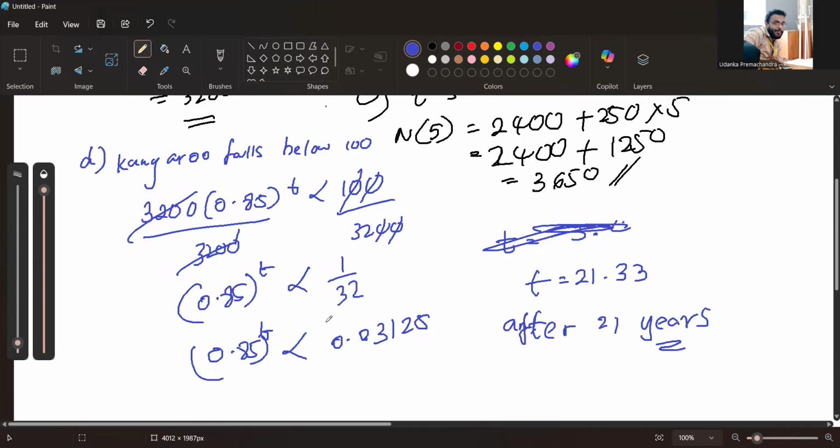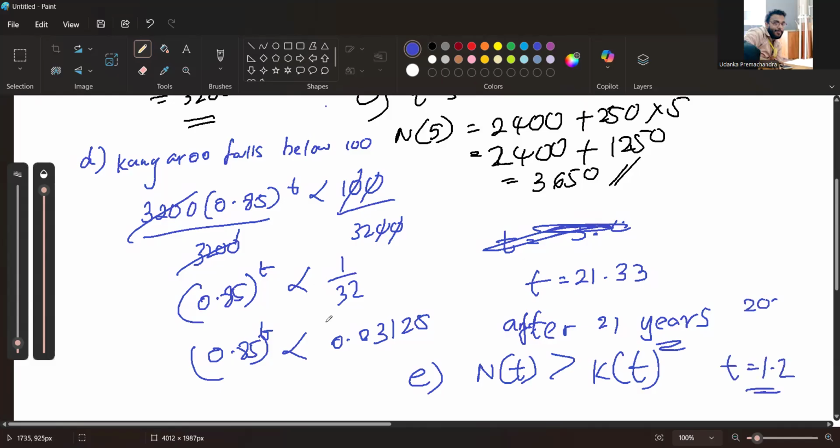Next one, the E part: the koala population should be greater than the kangaroo population. You can take it, normally T equals 1.2 something like that. That's like the year 2001. The answer becomes like this.